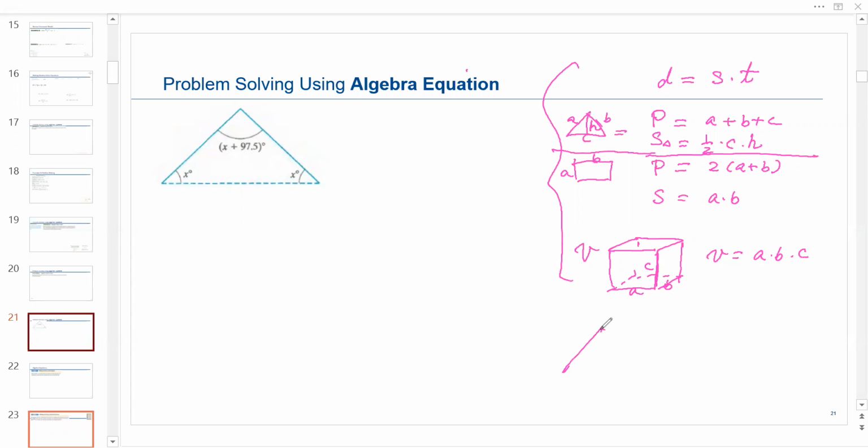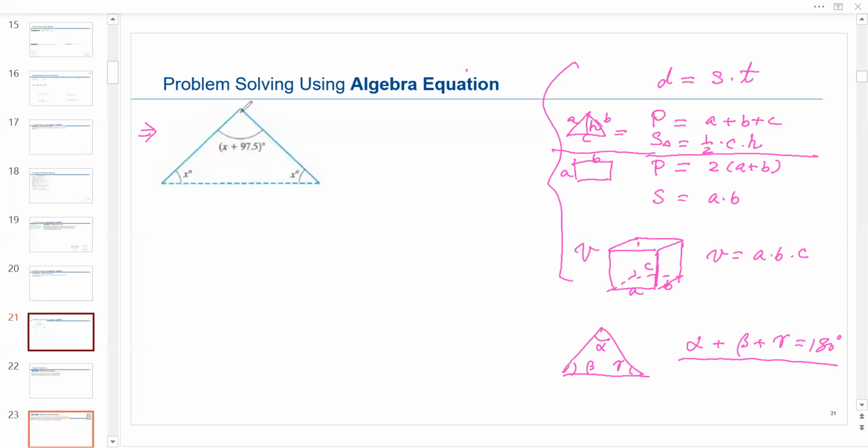And for a triangle, the three inside angles, alpha, beta, and gamma, add up to 180 degrees. This is basic knowledge you maybe learned somewhere else. We will use this kind of knowledge in our algebra as well. All right, so like these examples.